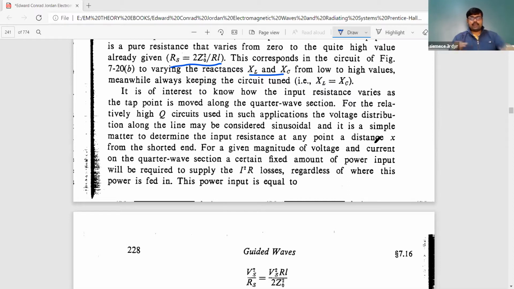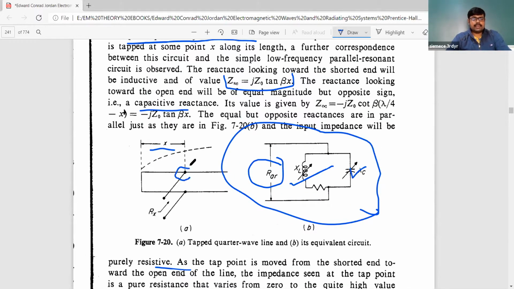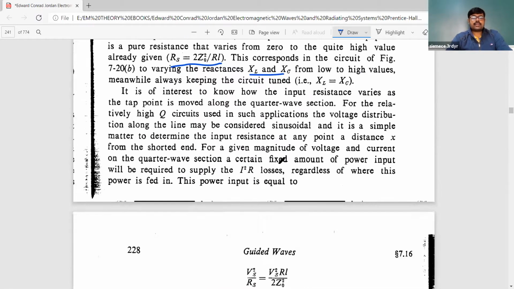So if we move the tap point, suppose this is the tap point, in this case this is the x length tap point we have mentioned. If we just change the tap point, what will be the effect? The resistance varies as the tap point is moved along the quarter wave section.